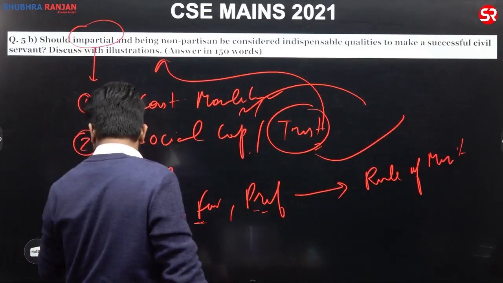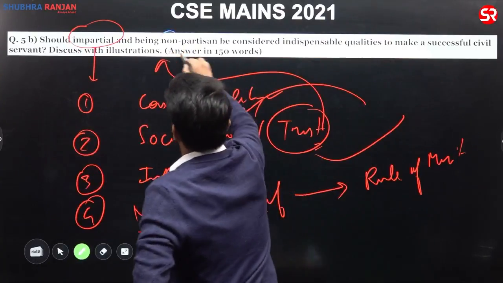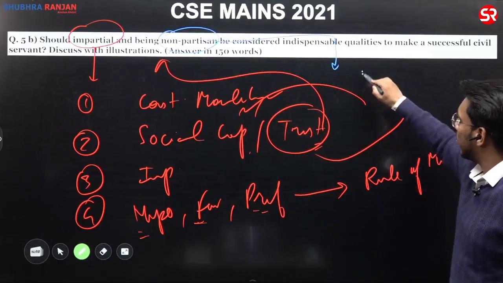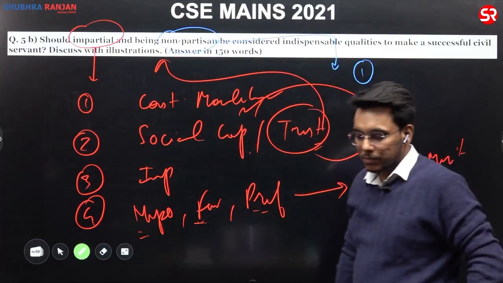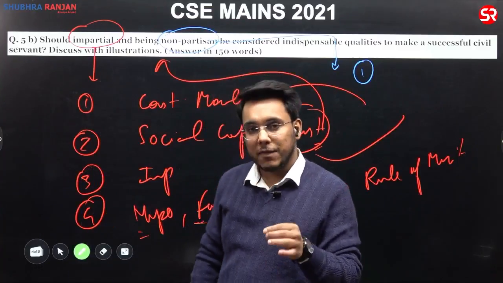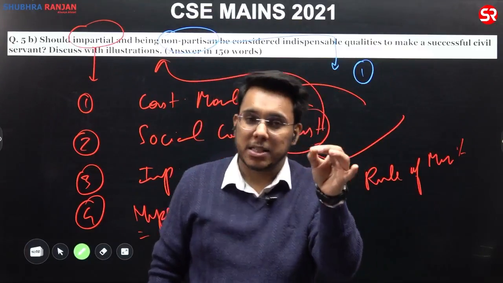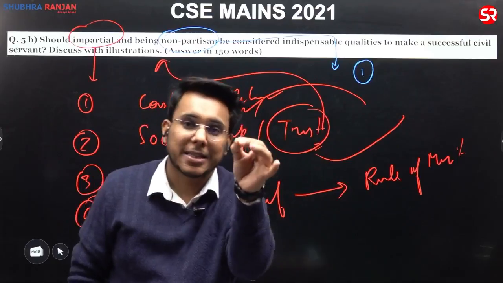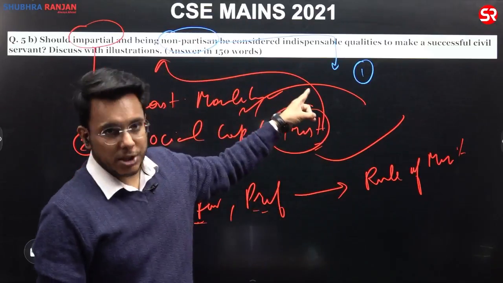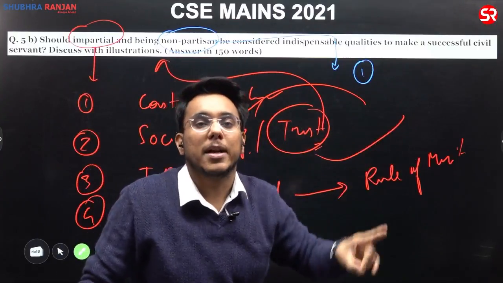Then secondly, non-partisanship. Non-partisanship as an indispensable quality. Why? Number one, we find that in India, partisanship might bring a committed bureaucracy.